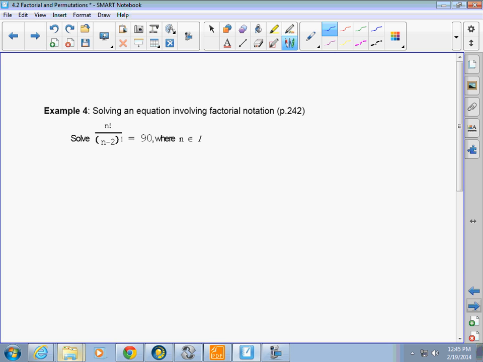Okay, example 4 is solving an equation involving factorial notation. So we're solving n factorial over n minus 2 factorial is equal to 90, where n is an element of integers. Now, because this is solving, that means that we have to find the restriction.